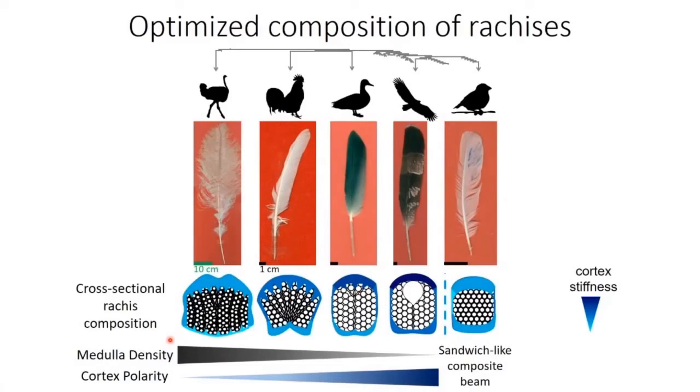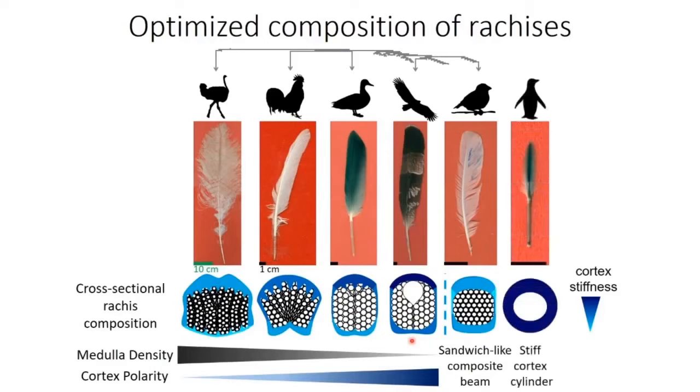Combining the QMorph analysis of medulla with the geometrical and material characterizations of cortex, we found that the rachis composite is integrated ingeniously with a simple and light medulla core with a polarized cortex reinforcement in the feather of good flyers. The water diving penguin even shows the extreme reinforcement of rachis, the cortex-only configuration.